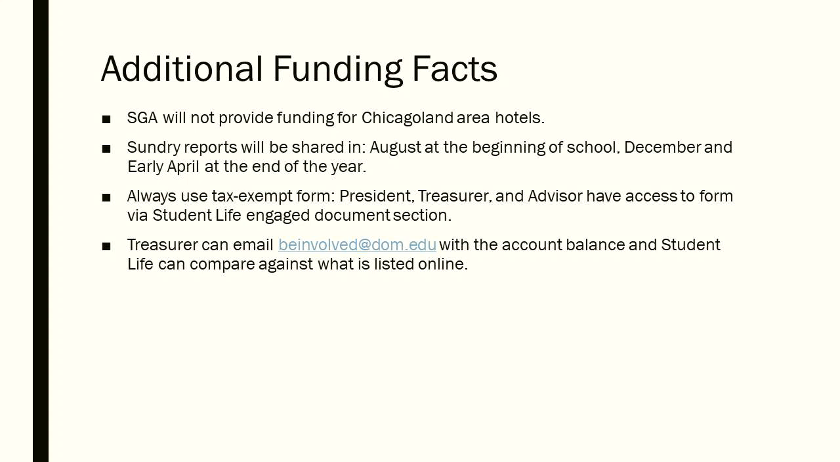And at any point during the year, if the treasurer has any questions about the balance and wants to compare what their tracking has versus what the business office currently has, they can reach out to our office and we will be able to look at the total balance. Say if you've been doing a lot of transactions and you are asking for a report not at the 3 times during the year, you can also make that request by emailing Be Involved.